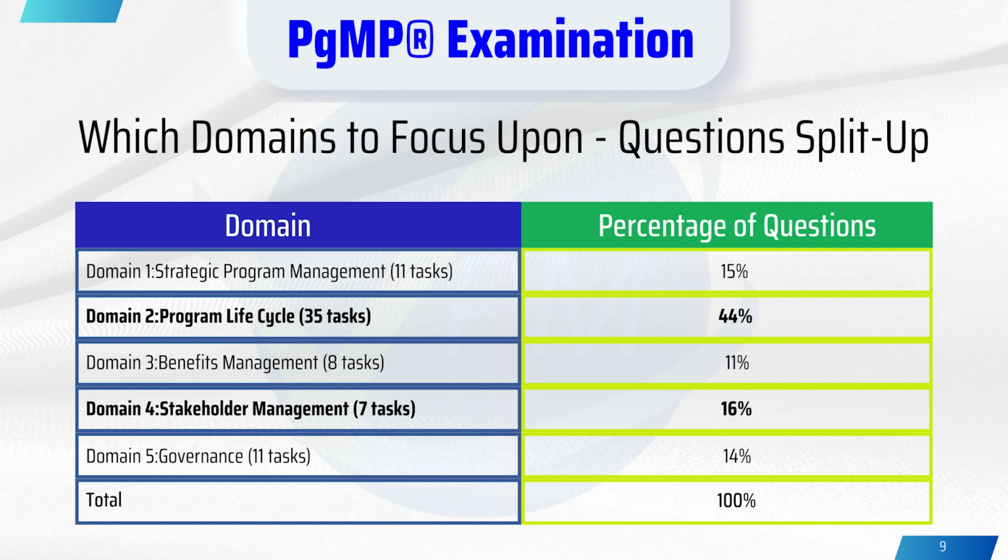As you can clearly see here, in strategy you're going to see 15% of questions, and program life cycle is a very, very important area. This is where you're going to see 44% of questions, that's 75 questions from the program life cycle, 11% coming from benefit management, 16% from stakeholder engagement, and 14% from governance.